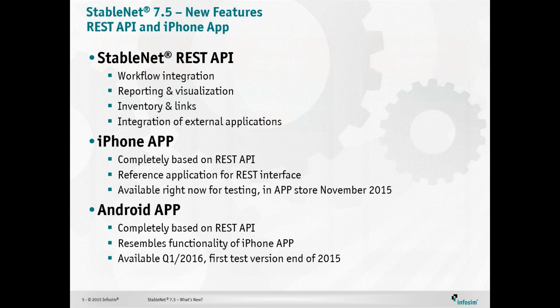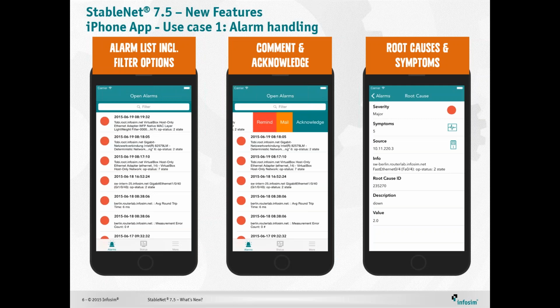So what is the iPhone app all about? The iPhone app has three main use cases. The first one is about alarm handling. That's mainly meant for engineers or NOC personnel on shift or on call who can just with their app check alarms. They can see open alarms, they can filter on open alarms, and most importantly, they can comment on or acknowledge alarms if they are not so important. They can react to it, and the iPhone will signal new alarms coming in. They can also create a reminder for themselves that they need to do something later, or send the alarm message via mail to some colleague. And of course, it shows our root causes and symptoms, so we get all the data available in StableNet for alarms.